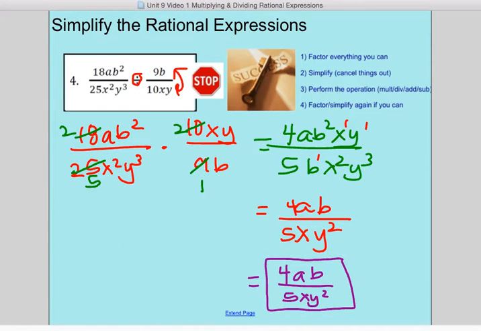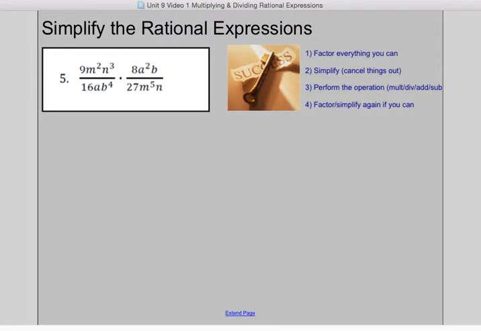Okay. So number 5 is a multiplication, and number 6 is a division. I would like for you to pause the video right now and try them on your own, and then come back. Okay, so hopefully you've had a second to pause the video and try 5 and 6 on their own.